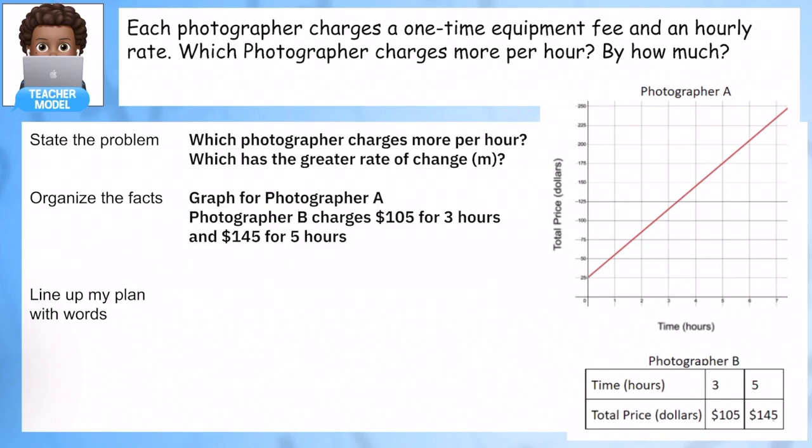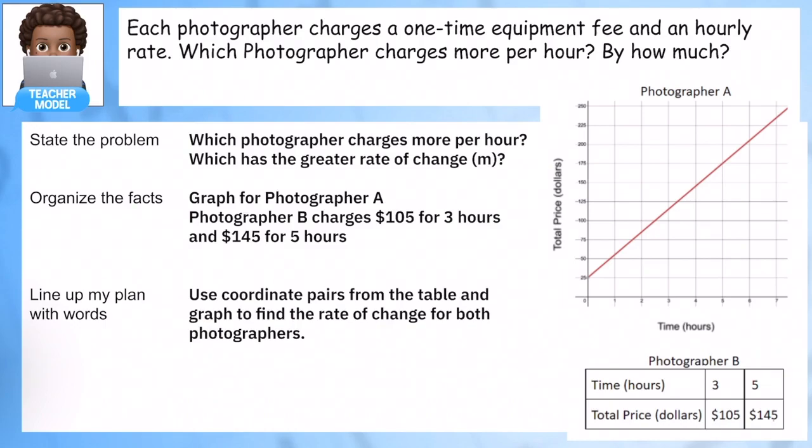So here is my plan. We're going to use coordinates from the table and the graph to find the rate of change. So again, we're going to take some of that data and put it into our rate of change formula so we can figure out what the rate of change is. And once we have that, we can compare the rates of change to figure out which is larger. That's going to be our plan. As long as we have it as a unit rate, we'll know who charges more per hour, and then we can subtract to figure out by how much more per hour. Hit pause so you can jot this down into your notes.